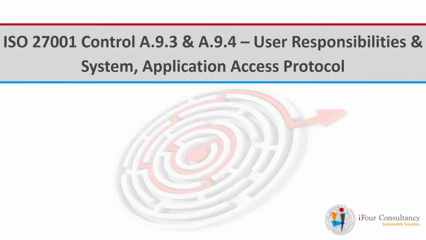Hello everyone. In this video we are going to cover ISO 27001 control A9, that is access control. Access control is divided into 4 categories. Out of that we are going to cover the third and fourth categories, that is A.9.3 and A.9.4.